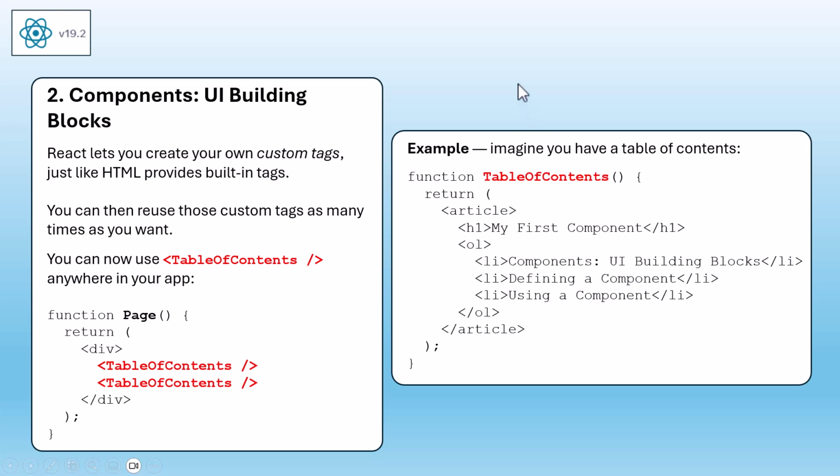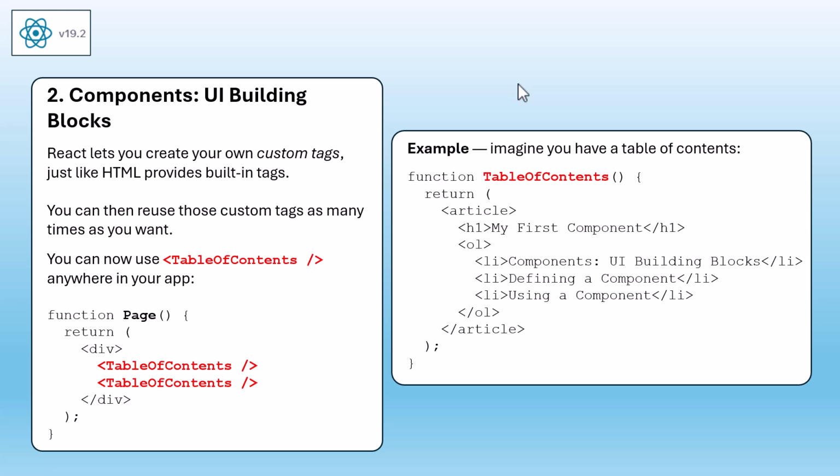2. Components, UI building blocks. React is built around the idea of components. Think of components as the building blocks of your interface, like custom-made pieces that you can combine to form more complex layouts. In HTML, we use built-in tags, such as headings, paragraphs, or lists. React takes that further by letting us create our own custom tags, representing meaningful parts of the interface, like a navigation menu or a product card.